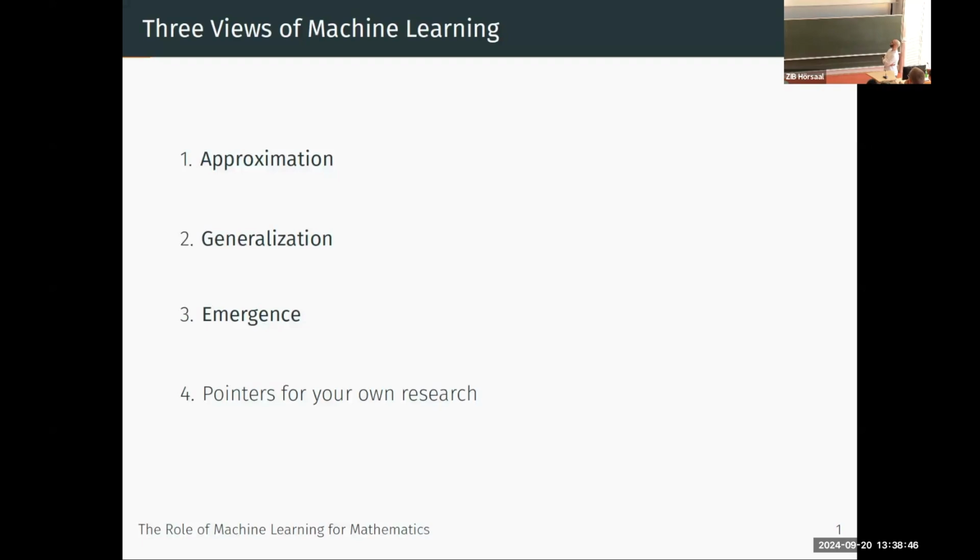So I've roughly structured it into three parts, which I would say are three views of how you could describe what's going on in machine learning and how you can use these properties for your mathematical research. And then at the end, I will give some concluding remarks on what you should look out for when you try to apply any of these things.